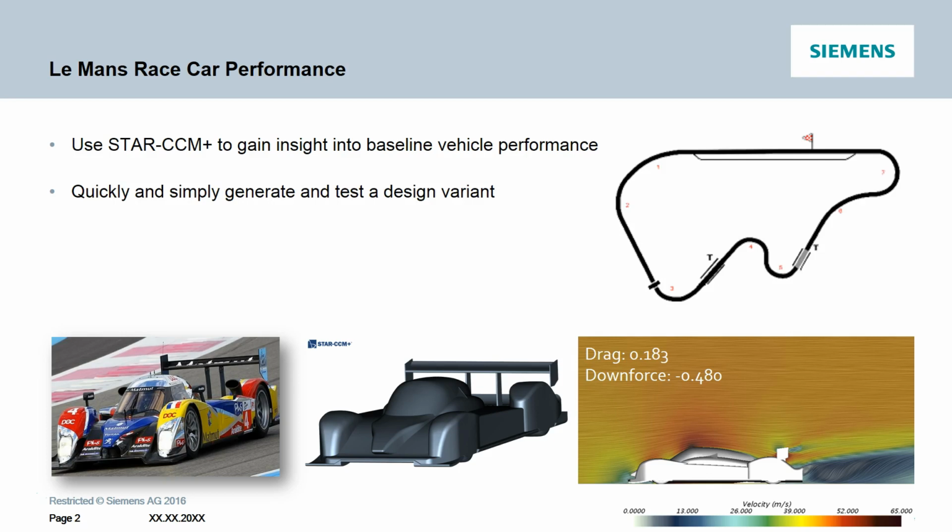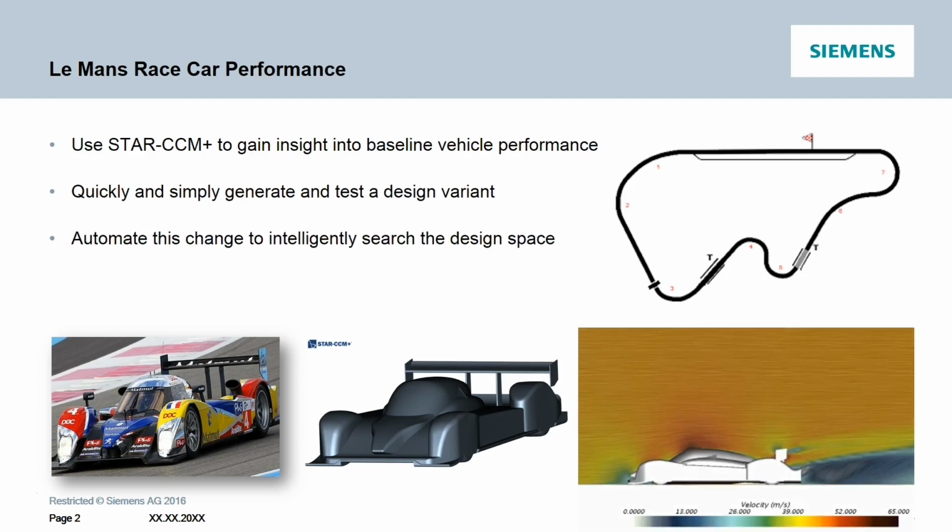Next, we're going to generate and test a design variant. In this case, what we're going to do is move the rear wing. And we're going to have a look at what the impact of this is on the performance of the vehicle. This is a very quick and automatic process, and so we're going to do this together live in the software.